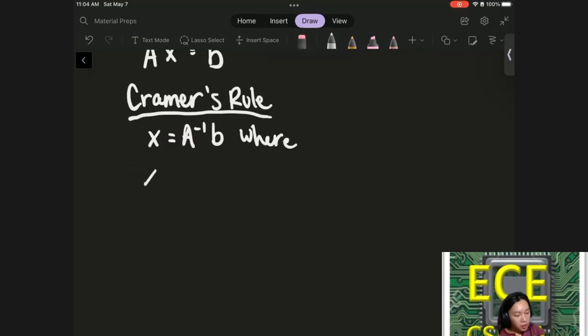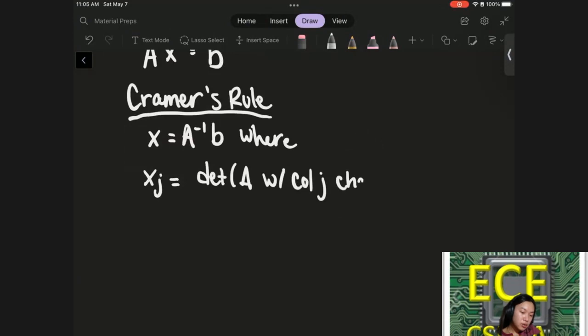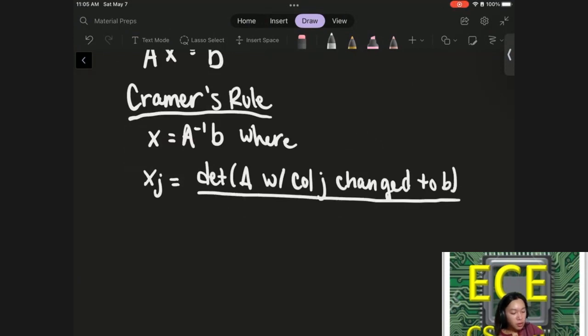X sub j equals the determinant of A, where the column j is changed to vector b, all over the determinant of the original matrix.